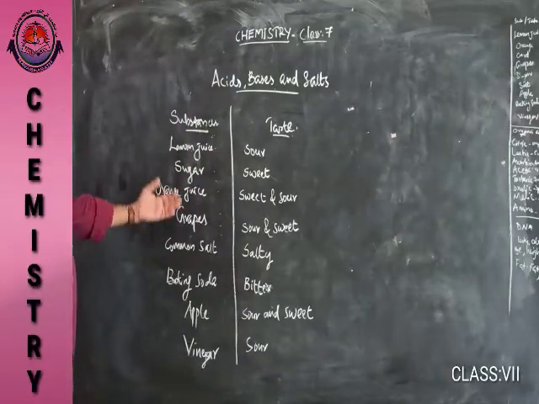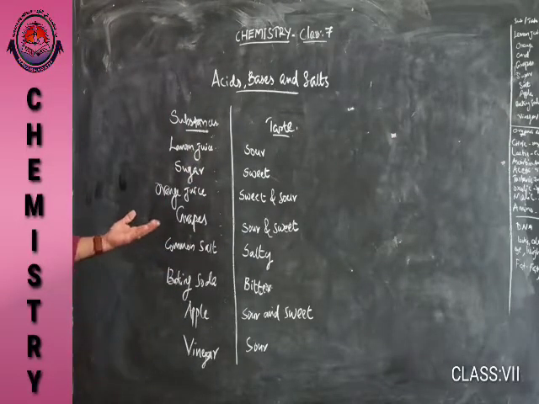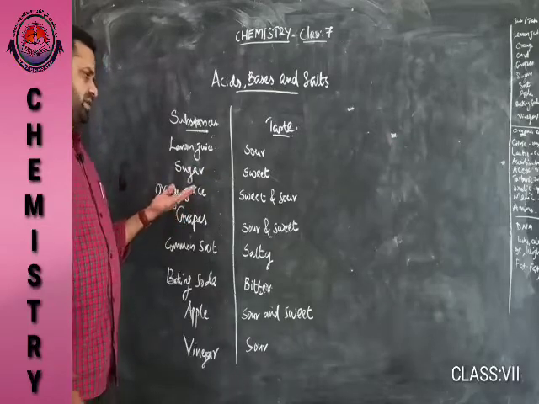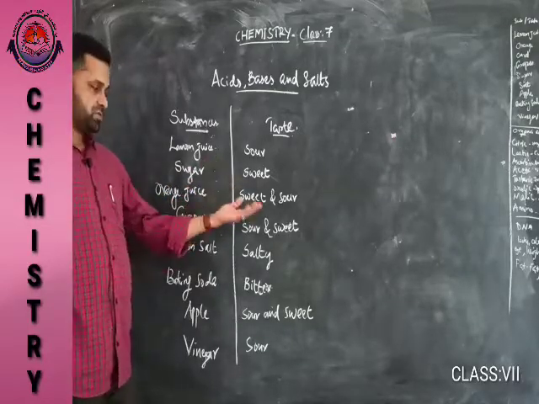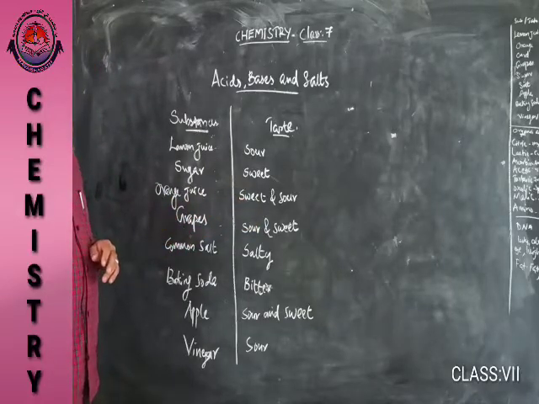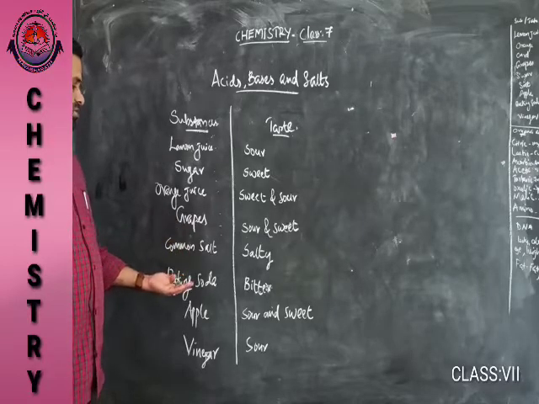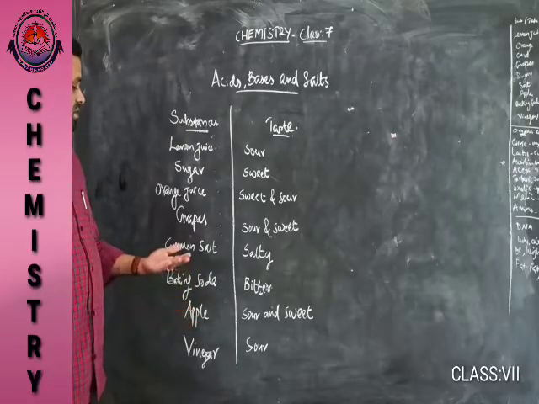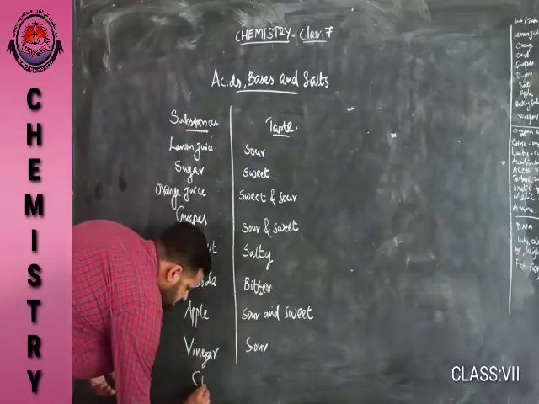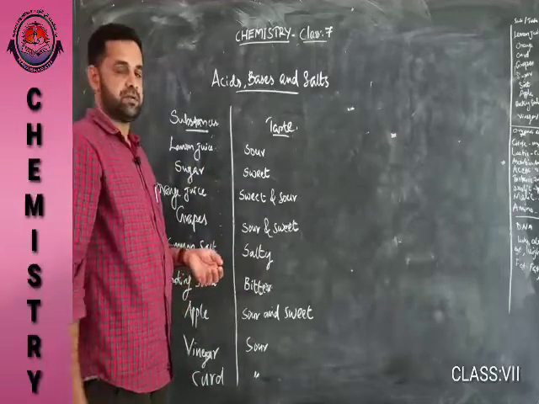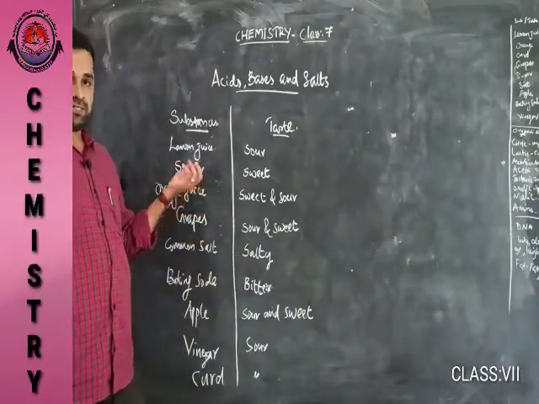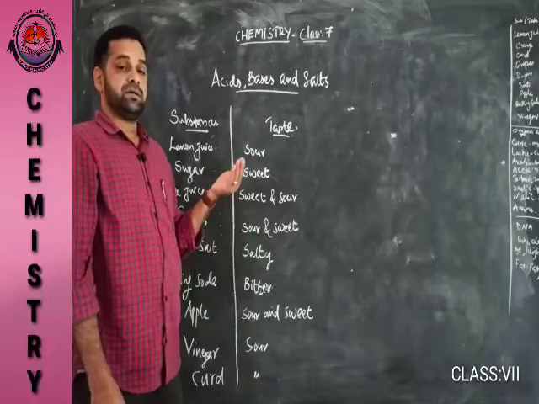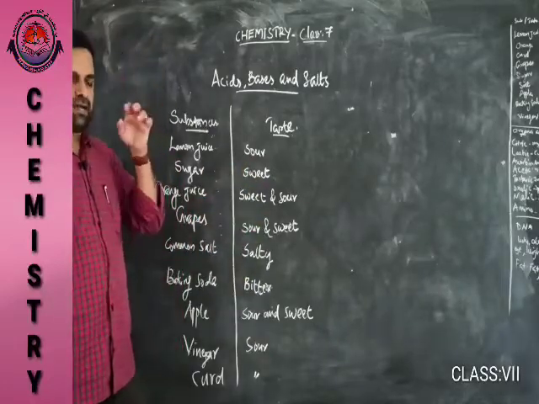Isn't it? So all these are different substances. They have a different taste. See, lemon juice, they are sour in taste. Sugar, they are sweet in taste. Then orange juice, it is sour and sweet. Grapes, it is also sour and sweet. Common salt, it is salty. Baking soda, it is bitter in taste. Apple, it is sour and sweet. Vinegar, sour in taste. Then curd, what about curd? Curd is also sour in taste, isn't it? So some substances are sour in taste, some substances are sweet, some substances are salty, some substances are bitter in taste, some are sour and sweet, isn't it? So they have a different taste.